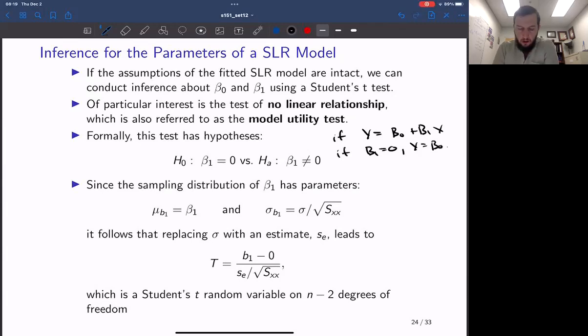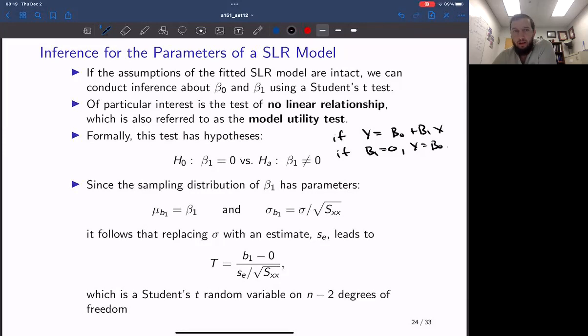Okay, so this hypothesis test, as I mentioned before, is a two-sided test, and it always is going to be beta 1 equals 0 versus beta 1 not equal to 0. You can conduct other types of regression tests, but this is the test that we're going to focus on in this class. So the two-sided test about beta 1 being equal to 0. And this is called the test of no linear relationship, or the model utility test.